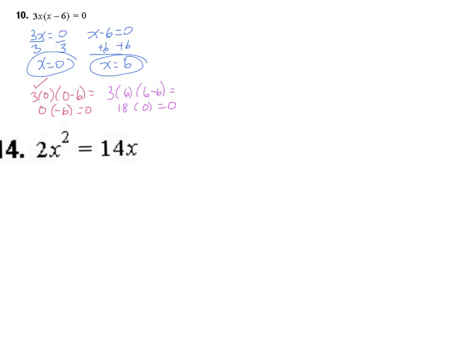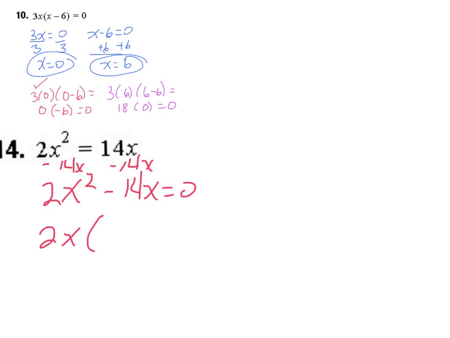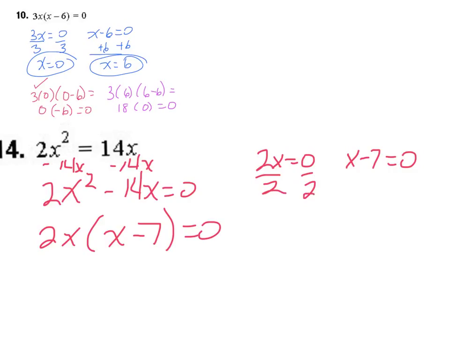Now a problem that ended like number 10 did would probably start like this one. So we would have to subtract 14x from both sides of the equation. Minus 14x if you need to show that part. And now my greatest common factor is going to be 2x. So if I divide that out of both terms, I'm going to have x minus 7 left. So now my mini equations, I'm going to have 2x equals 0 or x minus 7 equals 0. If I divide both sides by 2, x equals 0. If I add 7 to both sides, x equals 7.